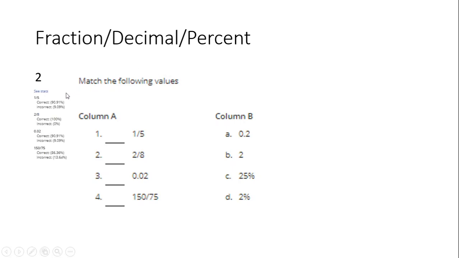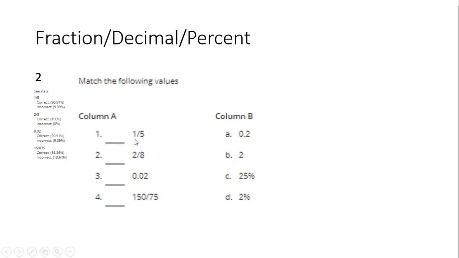This one went quite well for us. 90%, 91% if we round that, got the first bit right. 100% got the second right, 91% got the third bit right, and 86.36% got that last bit right. So this is our weakest one, the one at the bottom, but the rest of them were really good. In fact, they're all really good. So it shows me that we really do know this now.